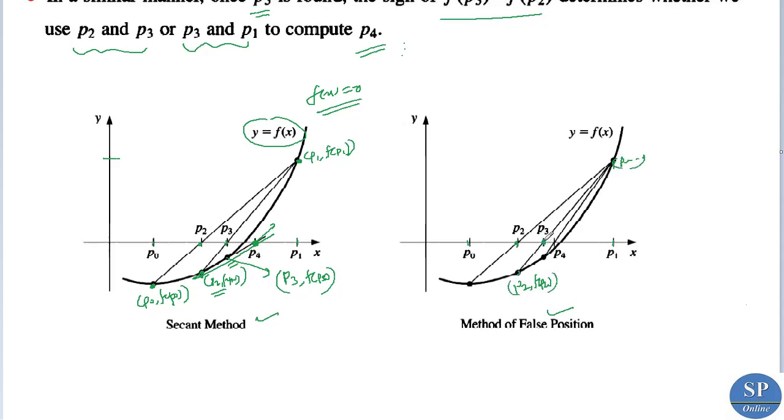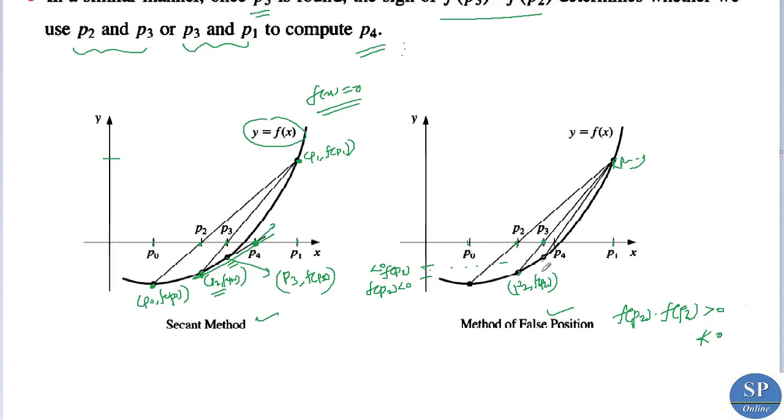So this will be P3. After finding P3, we have the function value of P3, which is this. From this we can see that it is negative, that is f of P3 is less than 0, and f of P2 is also less than 0. So f of P2 and f of P3 are of the same sign. Therefore, f of P2 times f of P3 is greater than 0. It is not less than 0.